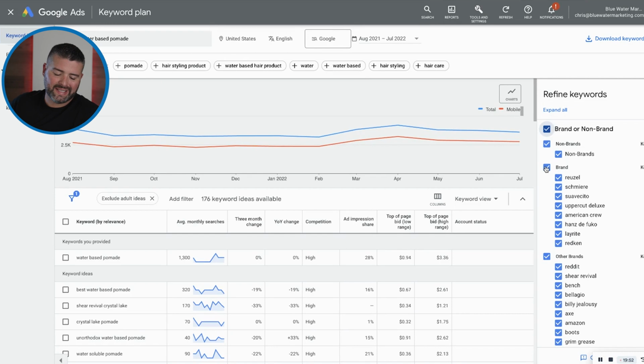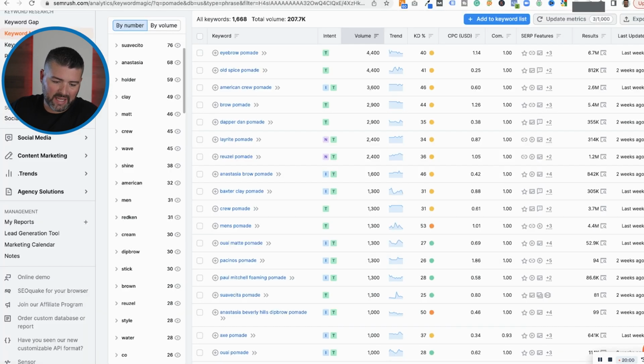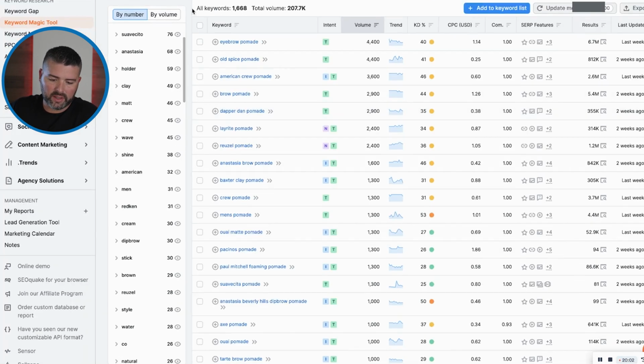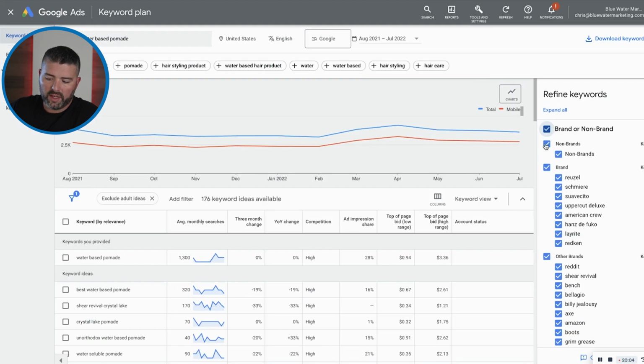So once we've established water-based pomade, we're going to go into the keyword plan, which is going to take all of the water-based pomade keywords, which essentially is the same list that we have here in SEMrush, and we're going to apply it to Google.